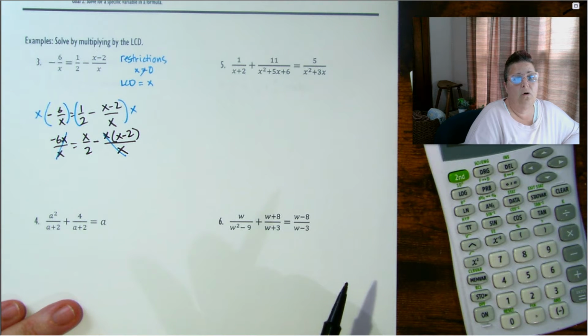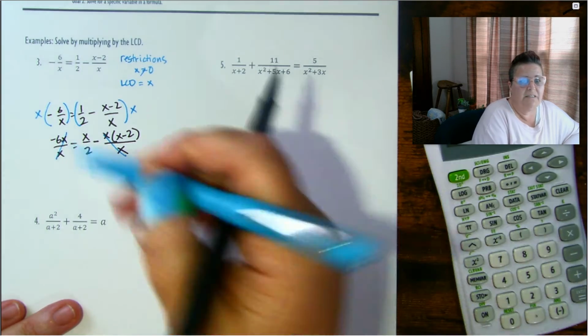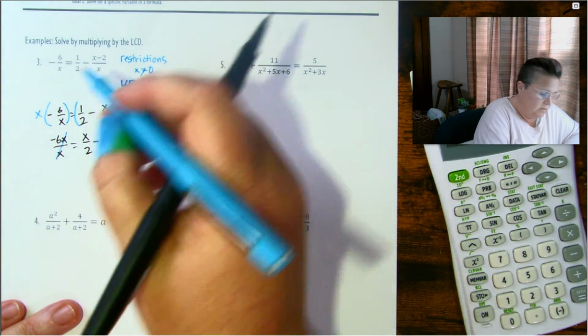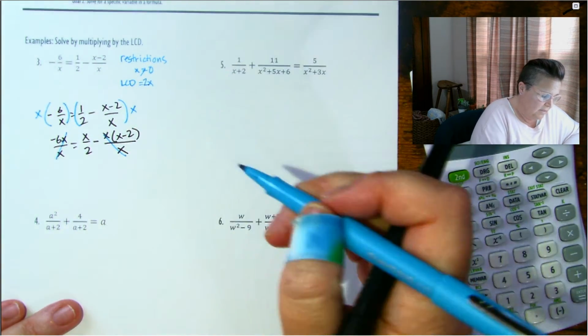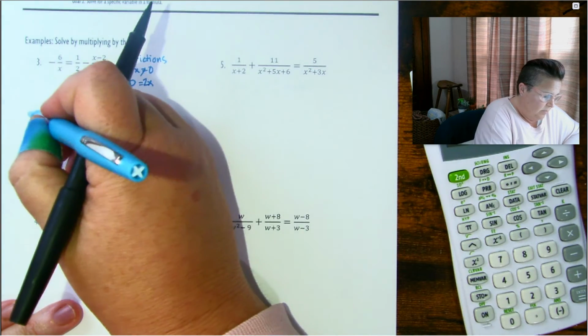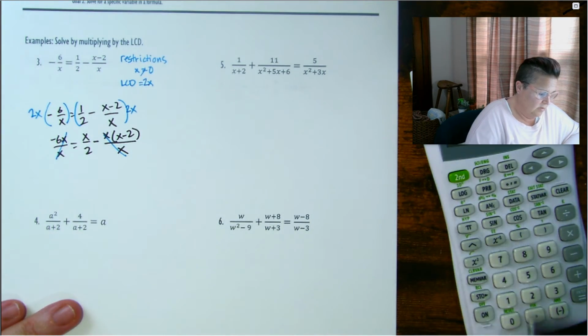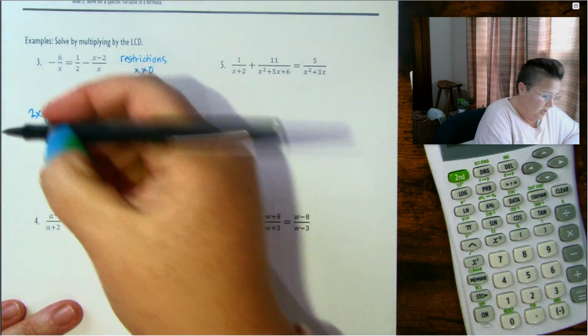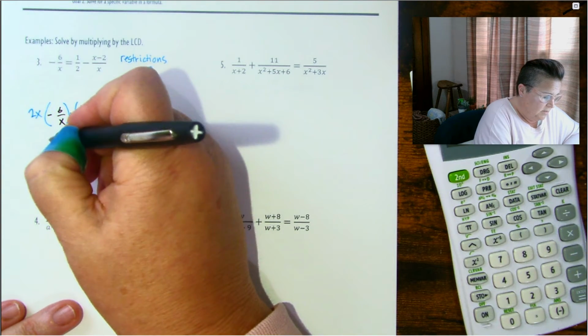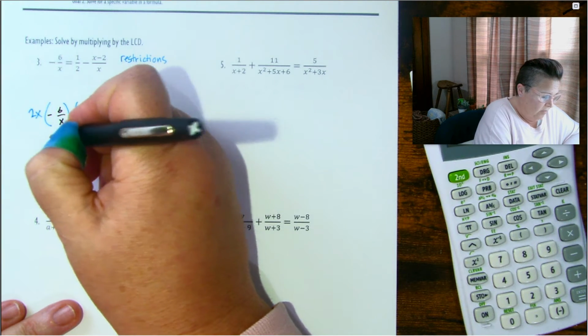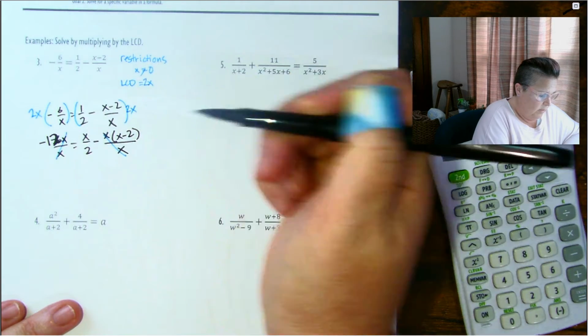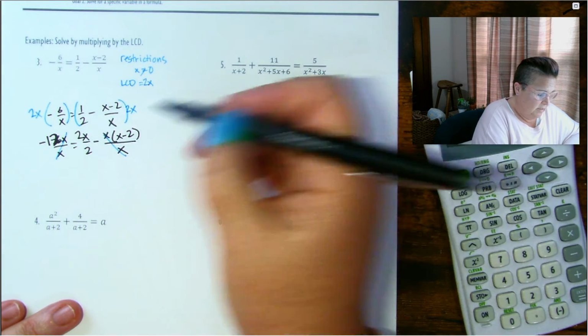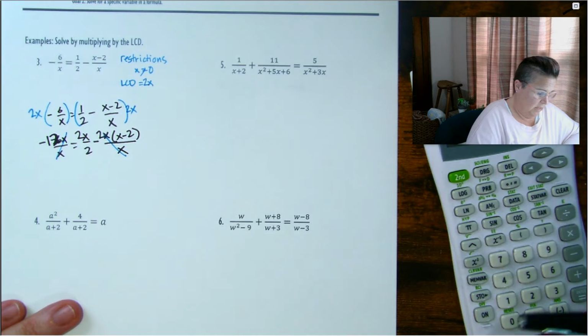Oh, shoot. My common denominator is an x, but it's also a 2. I should have done a 2x there. I should do top and bottom by 2x. That would have been a much better call. So this would be a minus 12. There we go. This would be a 2x, and that would be a 2x.